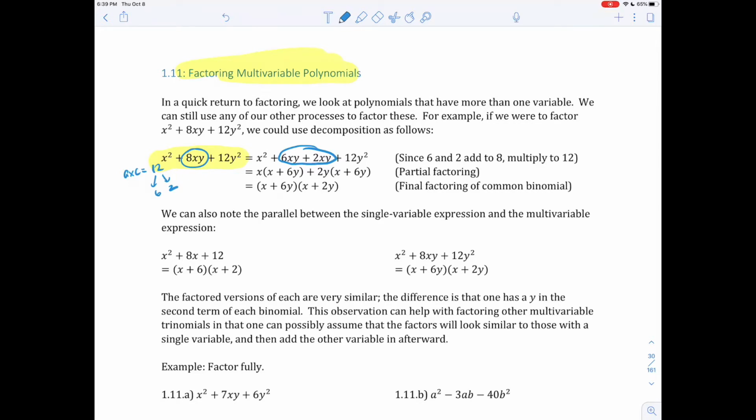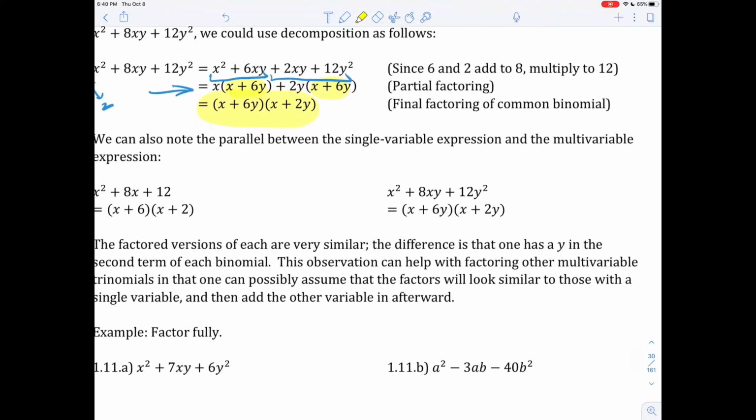Same so far. Our next step is we're still doing that partial factoring. So we're still looking at our first two terms and our last two terms and pulling a GCF out of each. So we end up with this second line here. And then last but not least, both of our brackets after we pull out the GCF should be identical, and we can factor that out and be left with our final factored form. So factoring multivariable polynomials might look scary, but really it's essentially the same thing, but with a different variable involved.